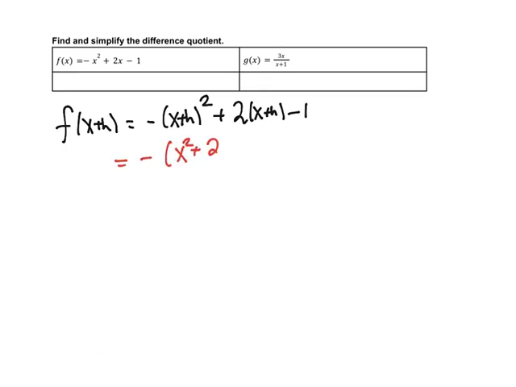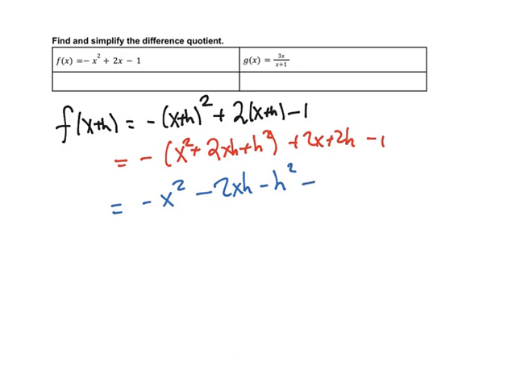That's x squared plus 2xh plus h squared, and then plus 2x plus 2h minus 1. And then I'll distribute that negative. Negative x squared minus 2xh minus h squared plus 2x plus 2h minus 1. Okay, there's my f of x plus h. Difference quotient is f of x plus h minus f of x all over h.